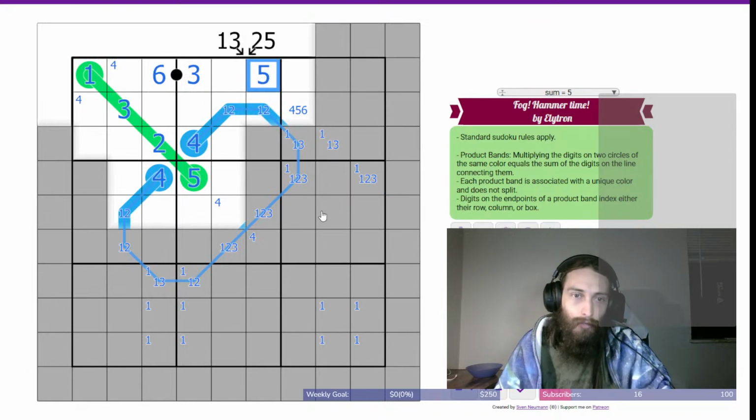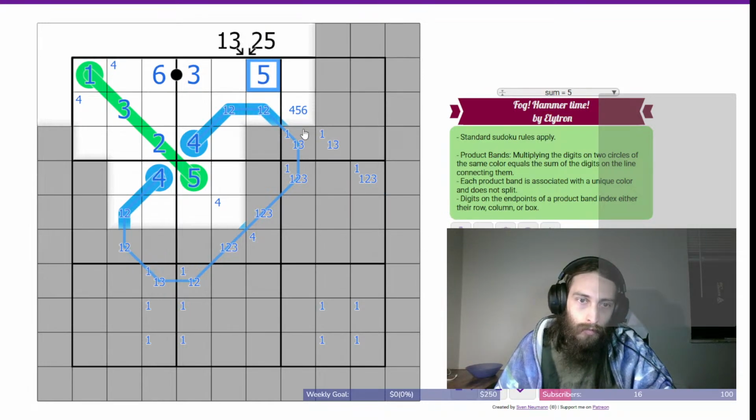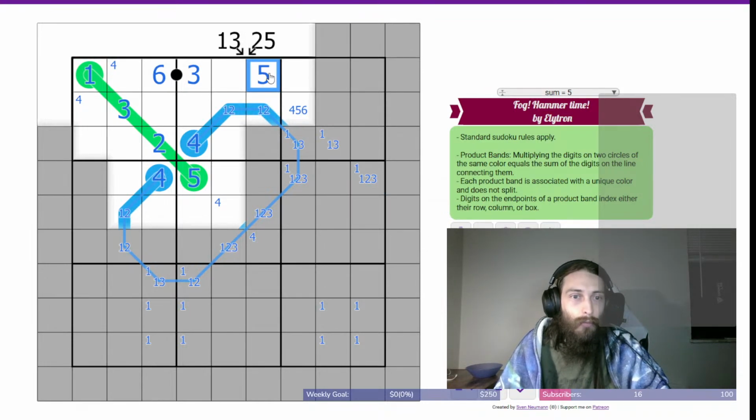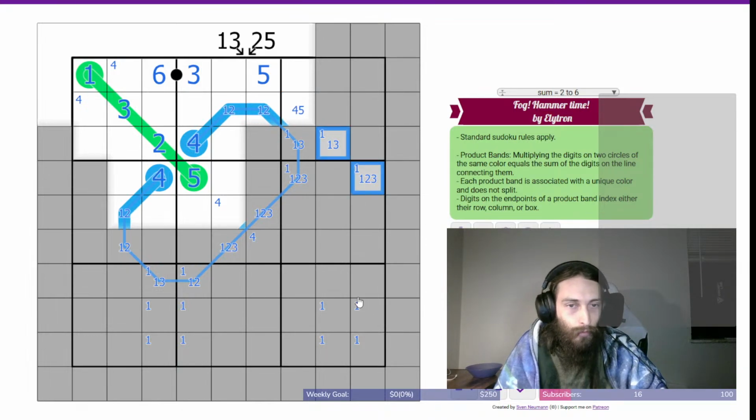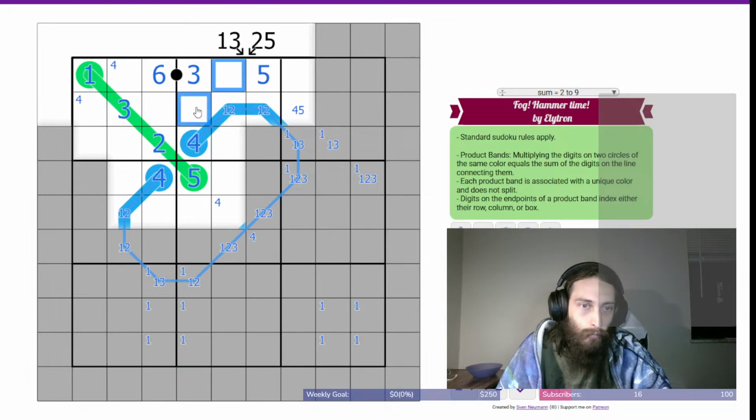So this is a 5. Because if it wasn't a 5, it can't be a 6, and it can't be a 7, because that would force both of those to be a 1. It could be a 4, and you get a 1, 3 there, but anyway, we get a 25 here. Take out 2, and now suddenly that's 23.